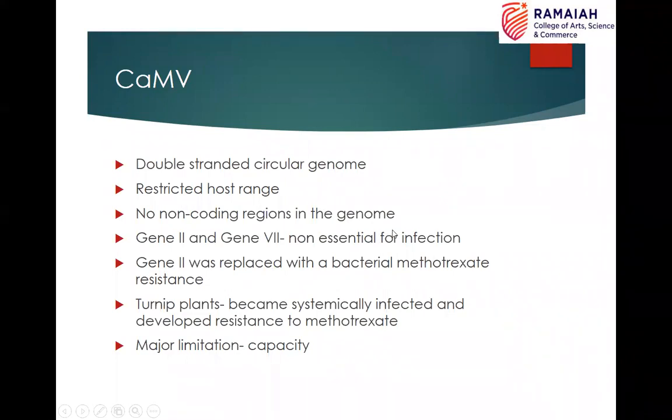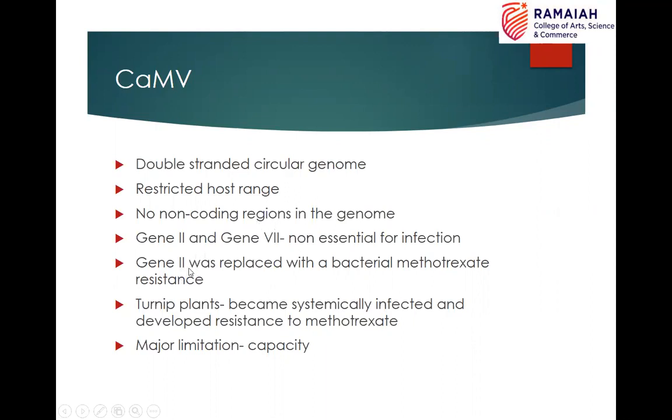When you see all the genes which are coding the proteins, it seems like gene 2 and gene 7 are non-essential for infection. Obviously, you have to look for some non-essential genes so that the virus replication is not disturbed. So in that scenario, we have to replace either gene 2 or gene 7 because they are non-essential for infection. One such approach has been demonstrated by replacing gene 2 with the bacterial methotrexate resistance gene. So this is one demonstrated example using cauliflower mosaic virus as the cloning vector.